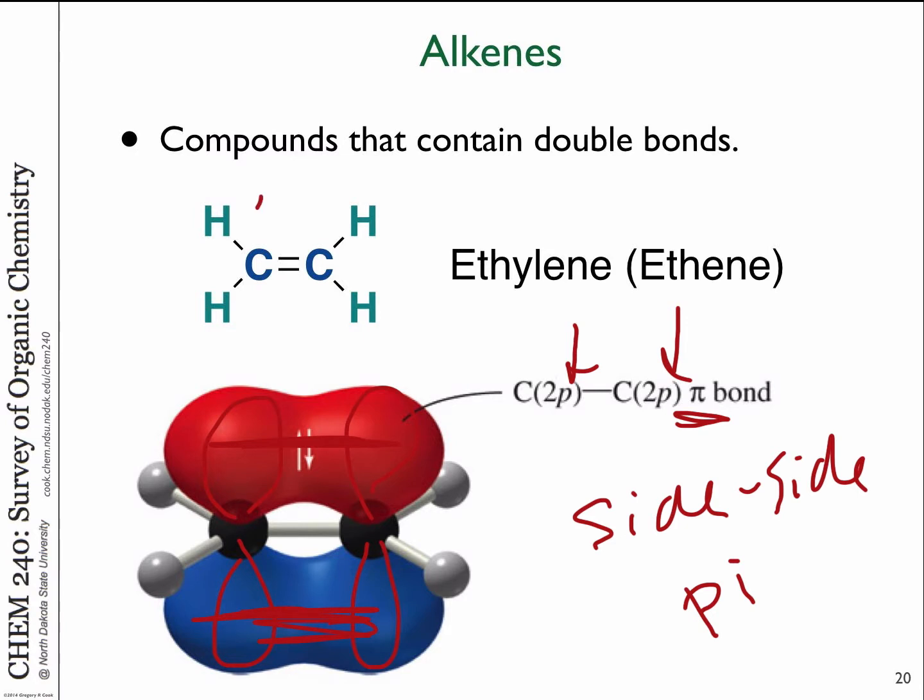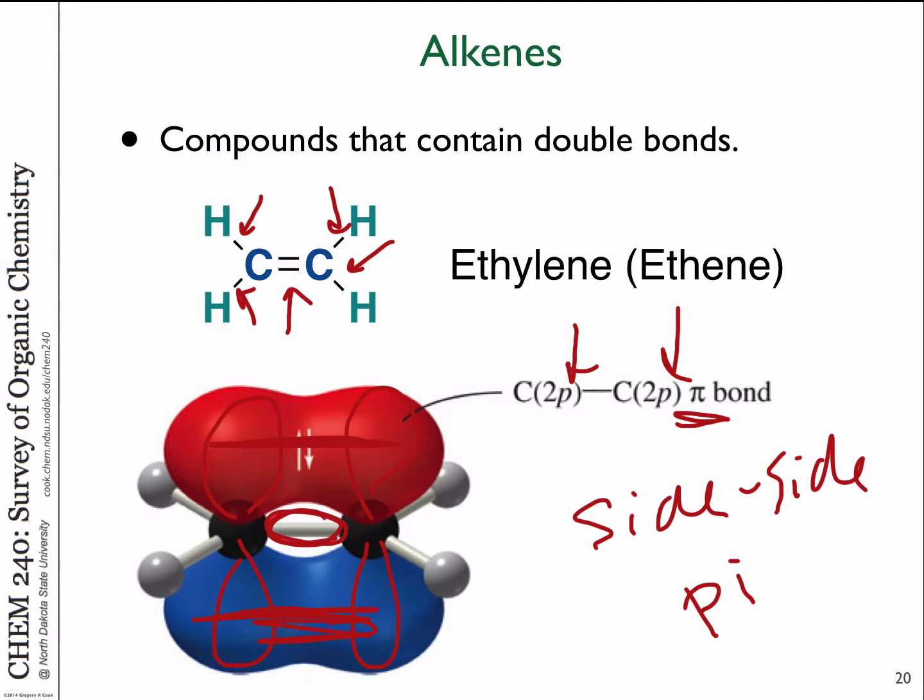So here, that's a sigma, that's a sigma, that's a sigma, that's a sigma, all those single bonds. One of the double bonds is a sigma bond, that's right here, in between the carbons, and then the other double bond is the pi bond, the other part of the double bond. So when you have a double bond, it's made up of 1 sigma and 1 pi. Okay? Any questions on that?